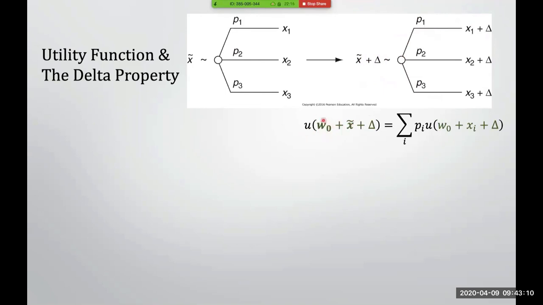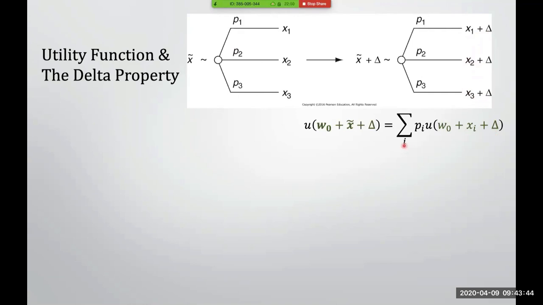So here W0 is added to reflect what we just saw in the previous slide. We need to interpret these values by adding up the initial wealth to it. Okay. And then the U values of this uncertain deal is either you get W0 plus X1 plus delta, or you get W0 plus X2 plus delta, or you get W0 plus X3 plus delta. So that is what is reflected over here.